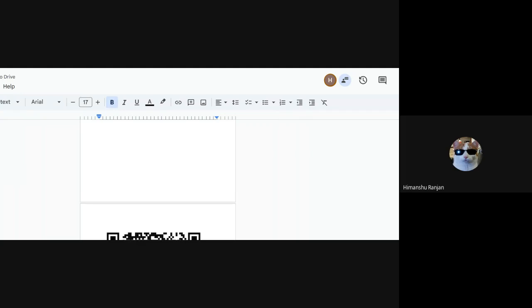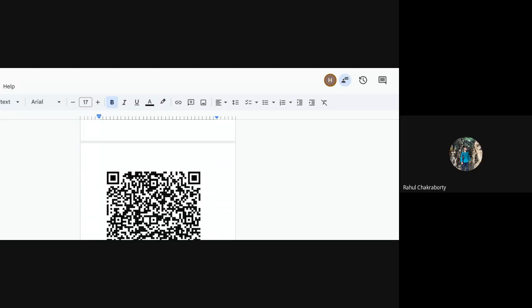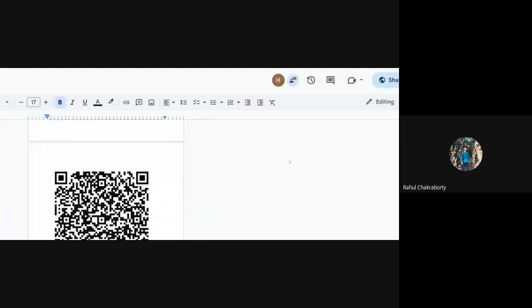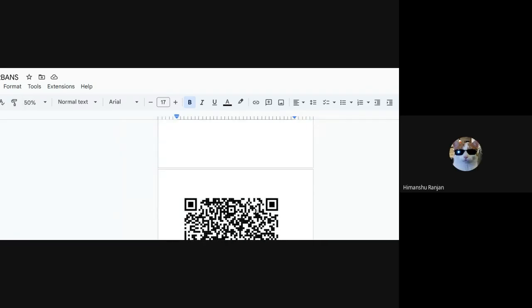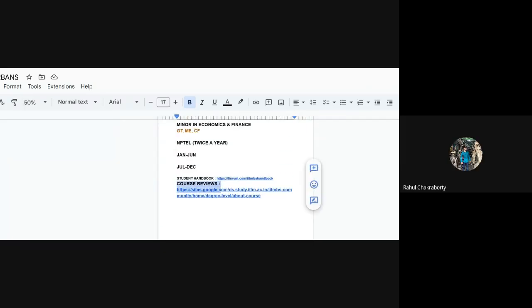I need to make an NPTEL account with my IITM ID. Do it using your IITM email ID. Yes, then it will get mapped to your dashboard. Otherwise, they cannot map. Since I was using ABC ID previously.